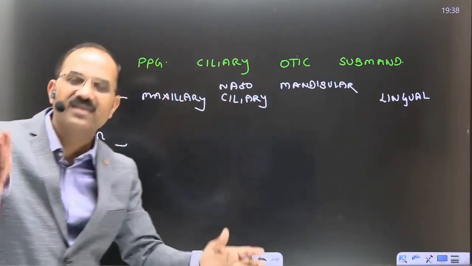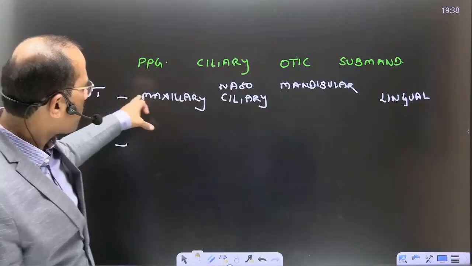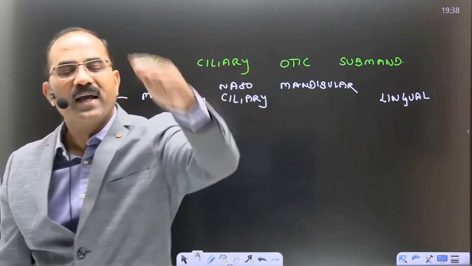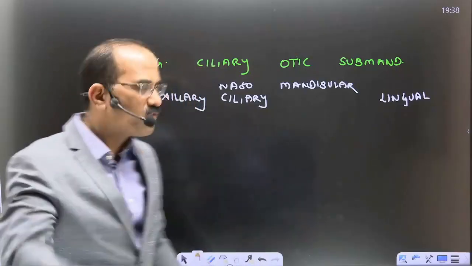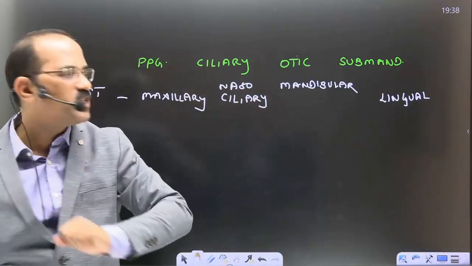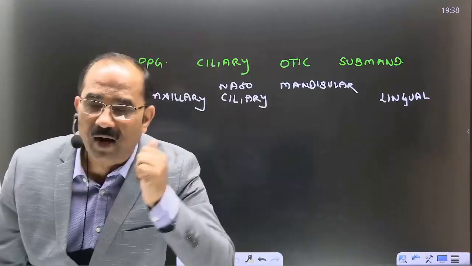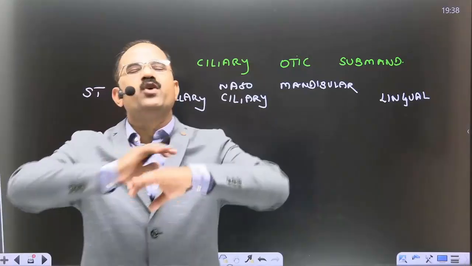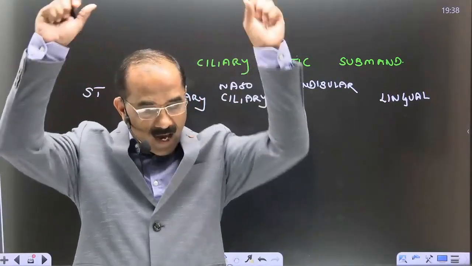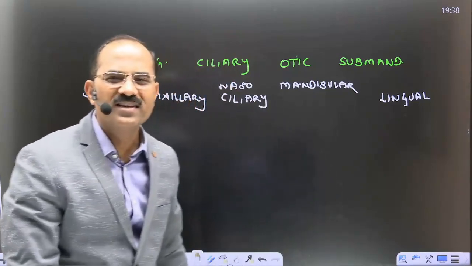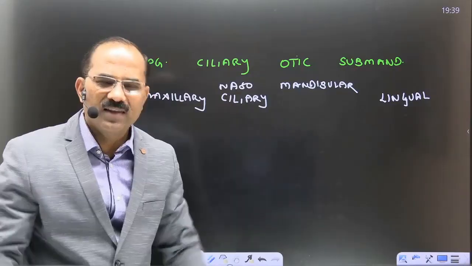We've already seen this in the previous lecture. What is common in all this? All these are branches of trigeminal nerve. Maxillary is a direct branch. Mandibular is a direct branch of trigeminal. Lingual is a branch of mandibular. And nasociliary is a branch of ophthalmic. So all the ganglions are hanging from one of the branches of trigeminal nerve. Is this clear? They're just hanging.